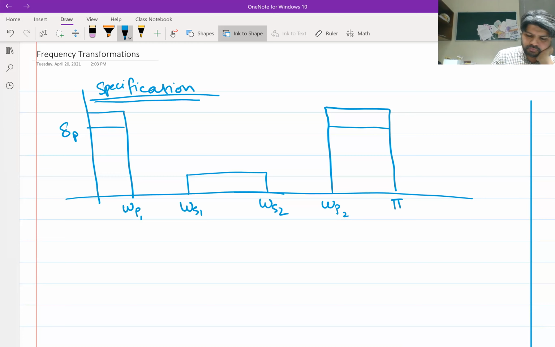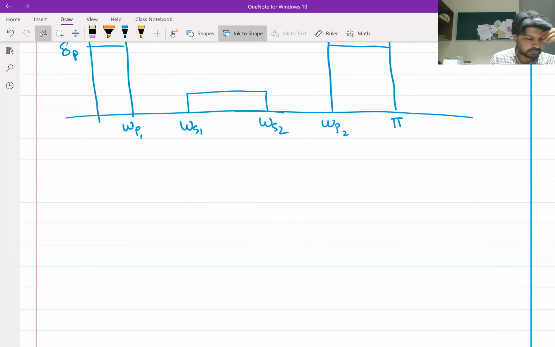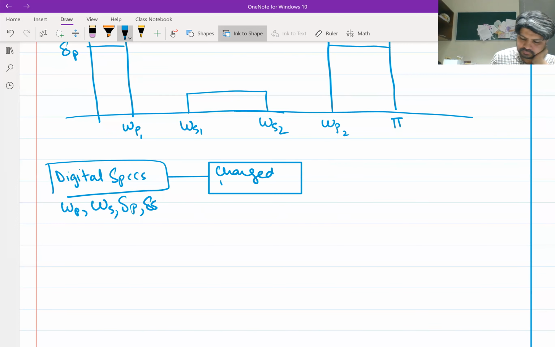Now what we are looking at is that we have so far studied the low pass filter, and how can we transform our filter into a different kind of filter, which is high pass, band pass, and band stop. The usual process that we have followed up till now is that you were given digital specs, that means omega p, omega s, delta p, delta s, and from that you change the specs to analog.